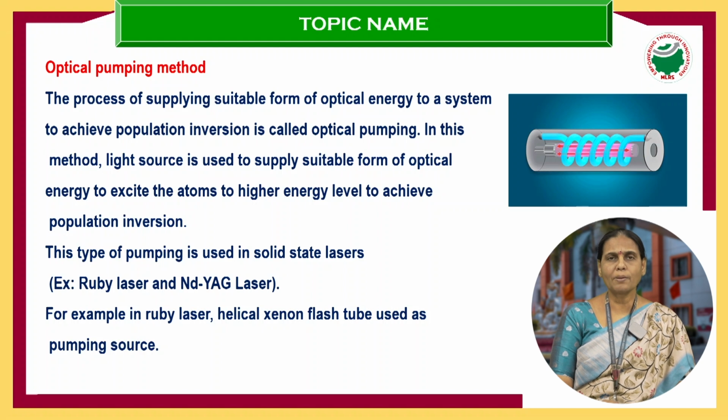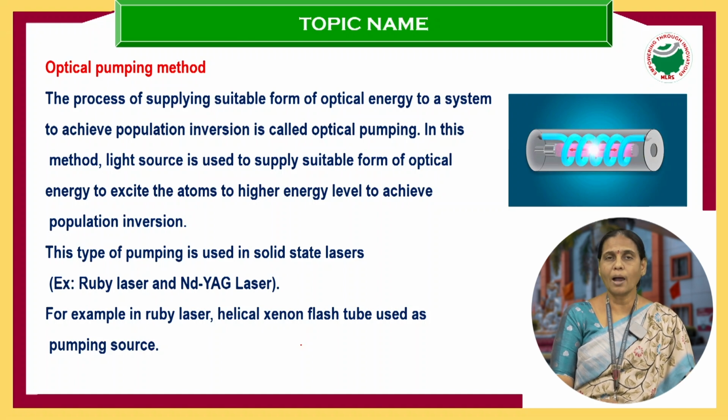Now, if we supply a suitable form of energy to the lower energy state atoms, then the lower energy state atoms absorb the energy and get excited to the higher energy state. Once they are jumping from the lower energy state to the higher energy state, that is population inversion. So the process of supplying suitable form of optical energy to a system to achieve population inversion is called optical pumping. Okay, now in this method we will be using a light source, a normal light source.